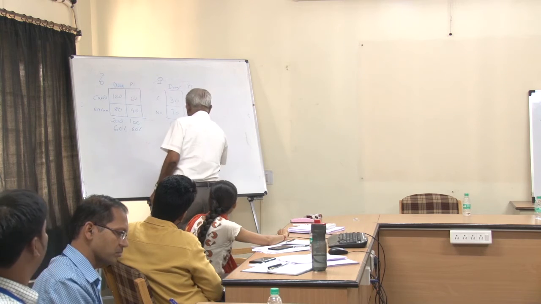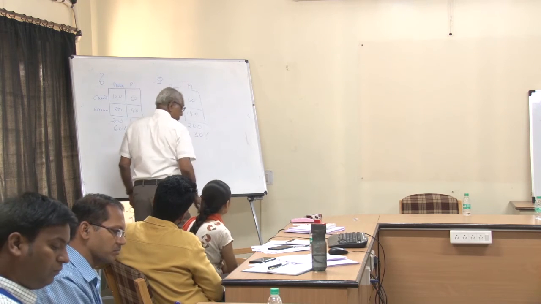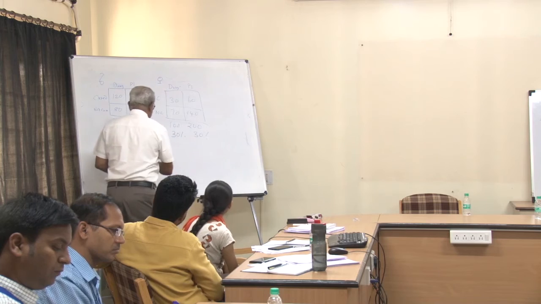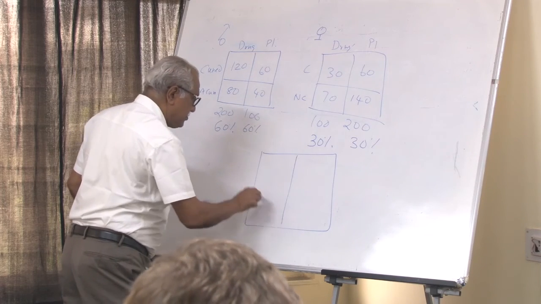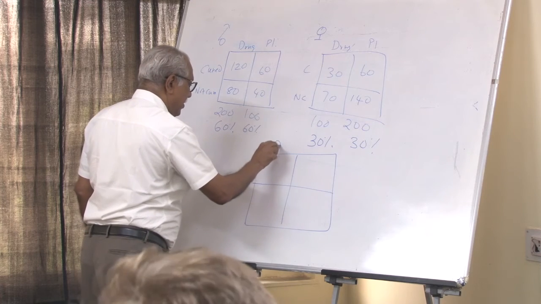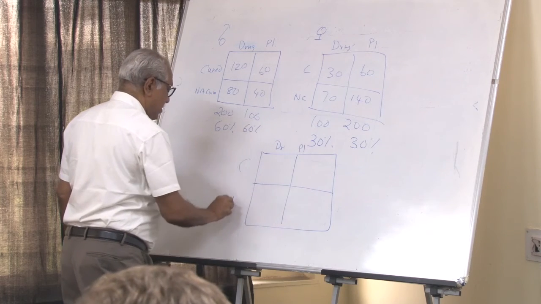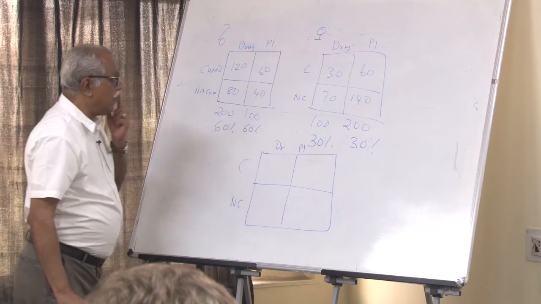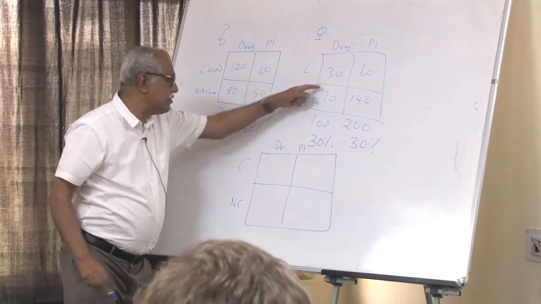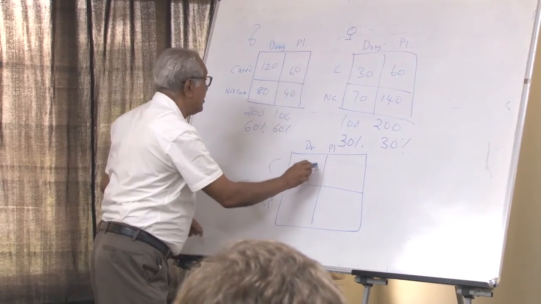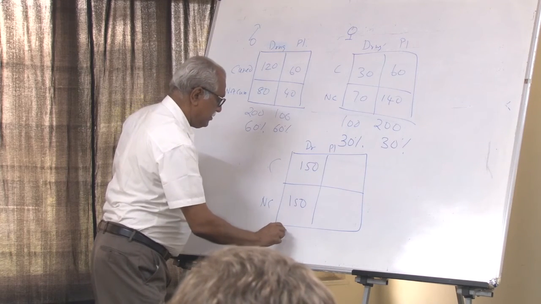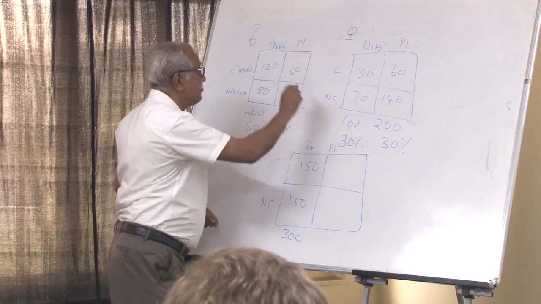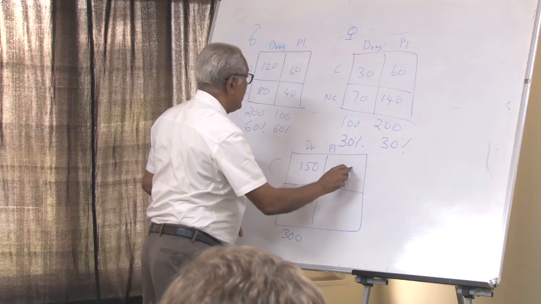Now I'm going to collapse these two tables into one table. Drug, placebo, cured, not cured. Now when I do that, I add up these: 150, 300, 120, 180, 300. Now look at the combined table.